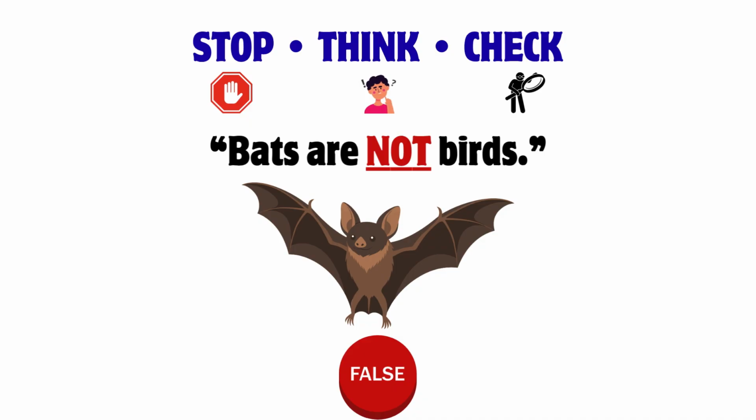You will confirm and explain the answer, reinforcing the need to stop, think, and check. Bats are mammals and not birds. We cannot trust AI to give us the correct answer. It is always important to stop, think, and check.